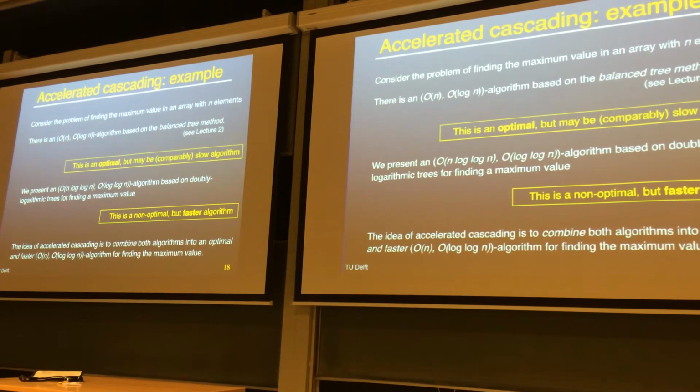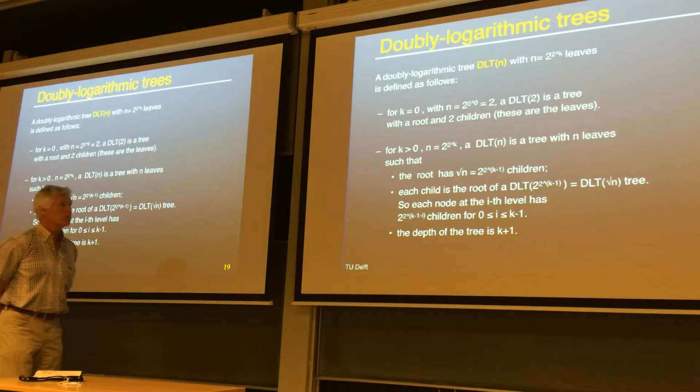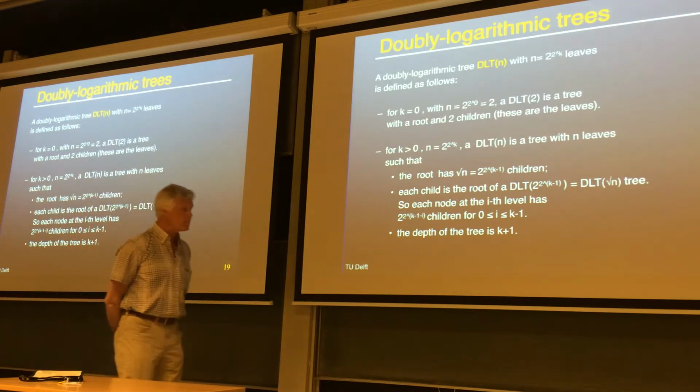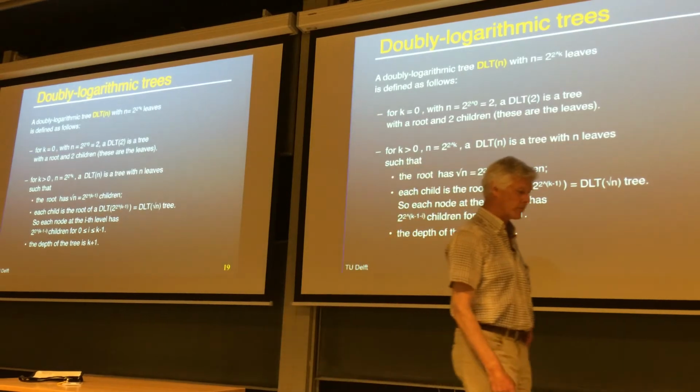And that's the technique of accelerated cascading. We combine these two algorithms and ensure that we have an optimal, weakly optimal algorithm. The idea here is that we first concentrate on this very fast but non-optimal algorithm, and then we turn it into an optimal one.